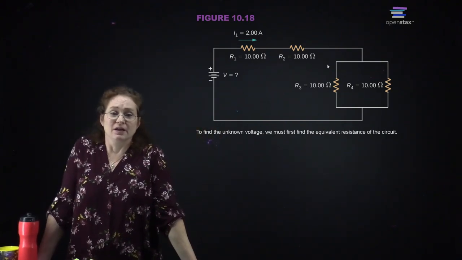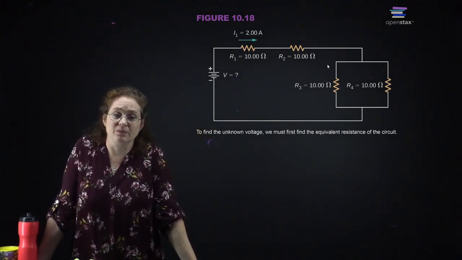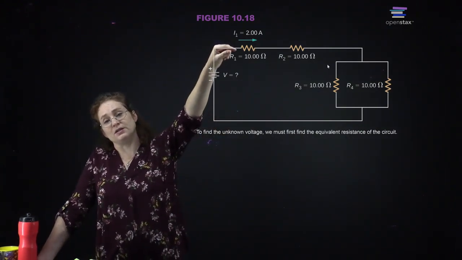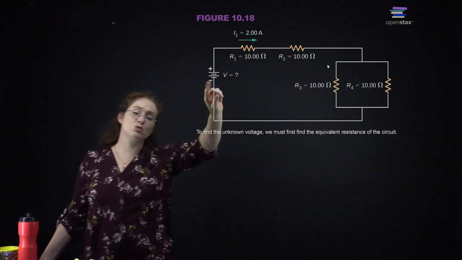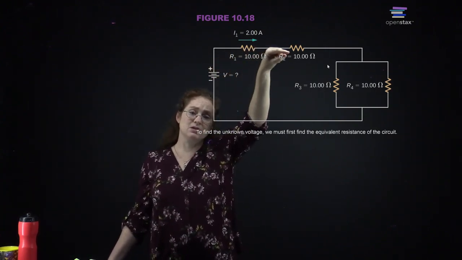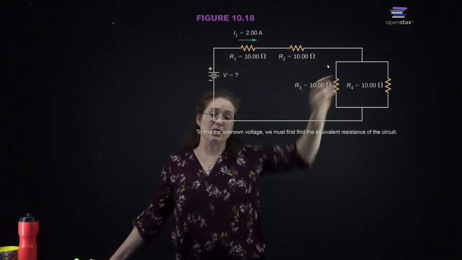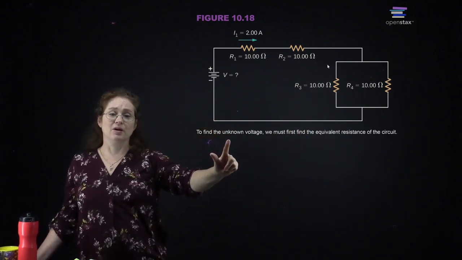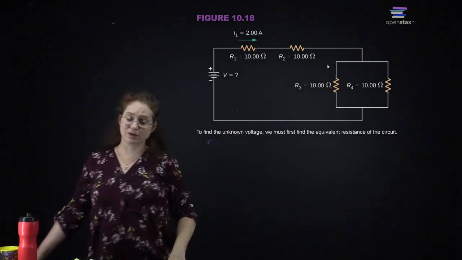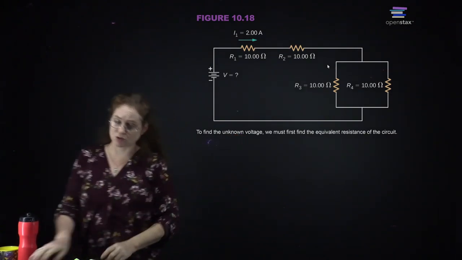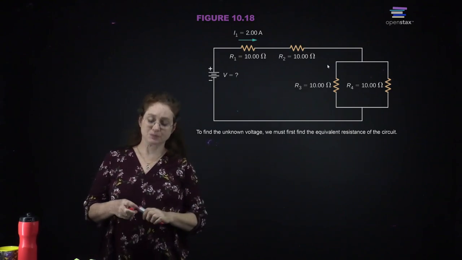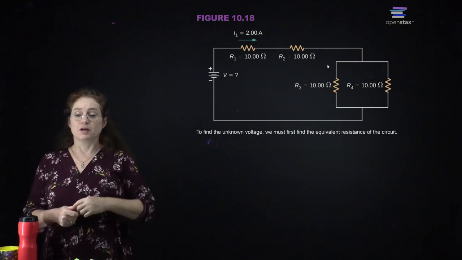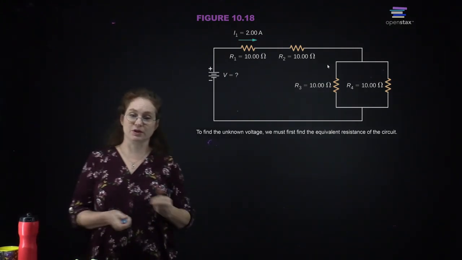All right. Here's another one of those problems. So here we're given the current is 2 amps. Now, if the current is 2 amps, that tells us it's 2 amps everywhere. This question says, find the unknown voltage. And first we have to find the equivalent resistance of the circuit. So we are going to redraw this circuit, and we're going to replace the circuit elements by our more simple circuit elements.